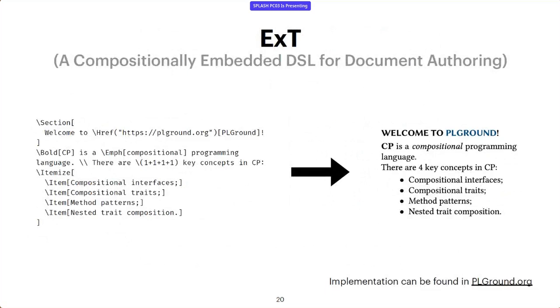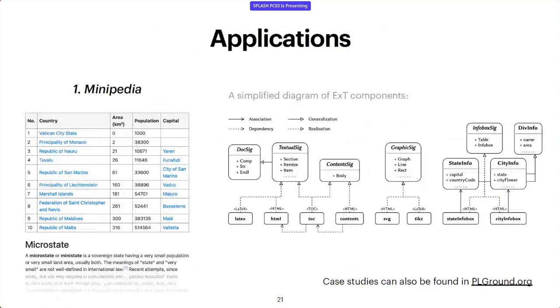So far, we used a very small DSL, the region DSL. You may wonder if our approach can scale to larger DSLs. So now we introduce a larger DSL called EXT. Since time is limited, we will not dive into the syntax or the design of EXT, but there is a figure where the left-hand side EXT code can be rendered as a document on the right-hand side. The implementation can be found at plgrant.org if you want to visit it.